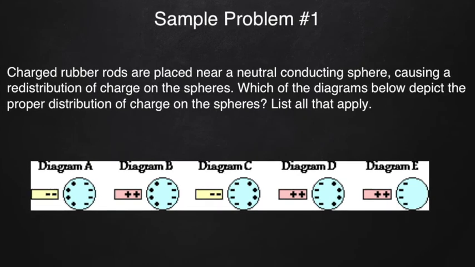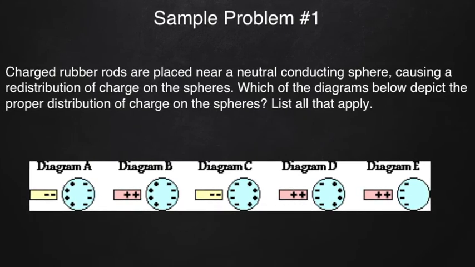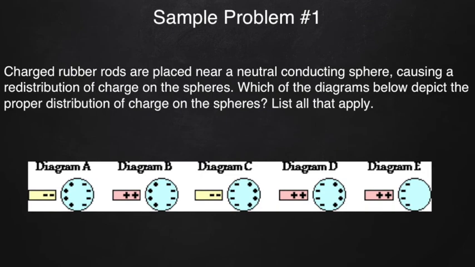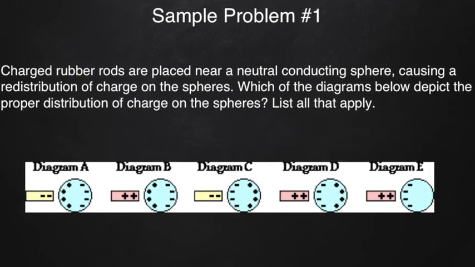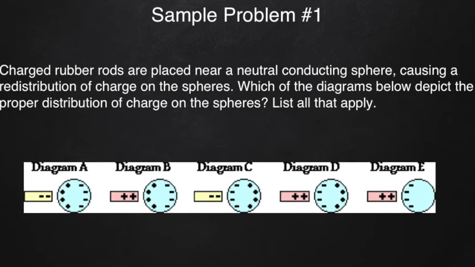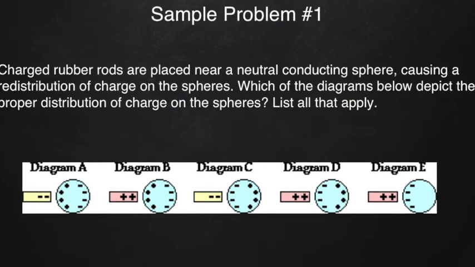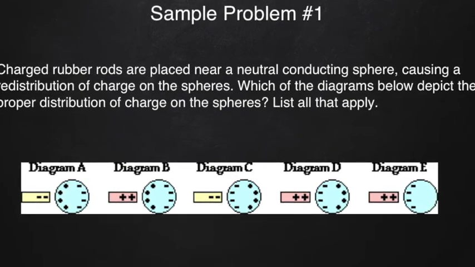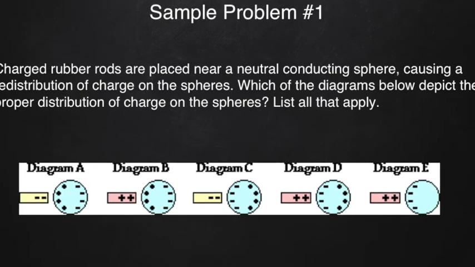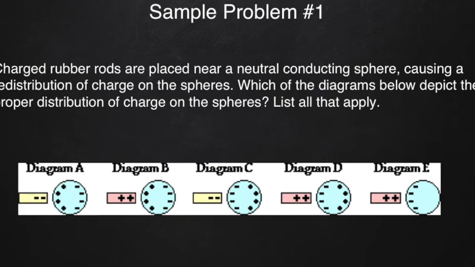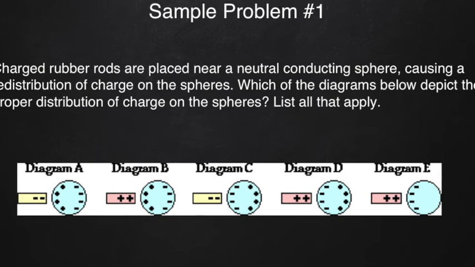Diagrams B and C show that the charge on the rubber rod is attracting like charges, which also does not happen to be true due to Coulomb's law. Diagrams A and D properly show the charge distribution, with the charge on the rod attracting the opposite type of charge while still showing a representation of the other charge in the sphere.